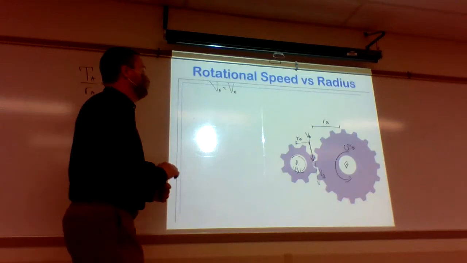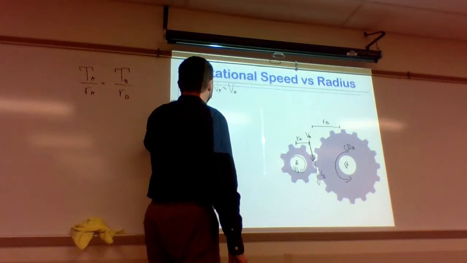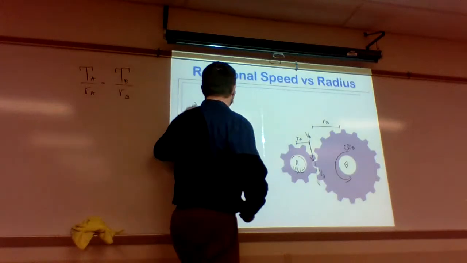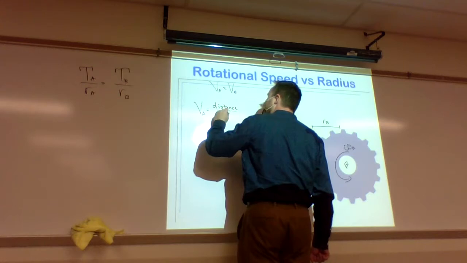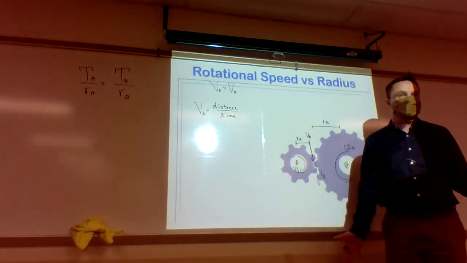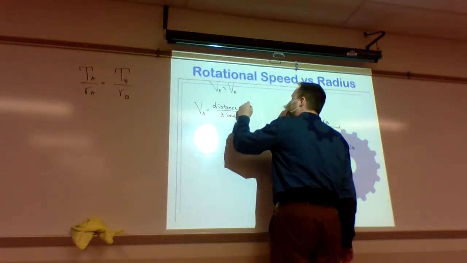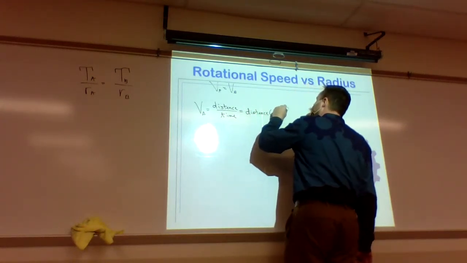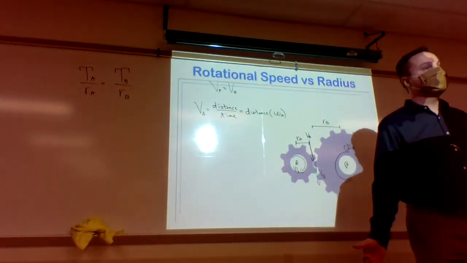Now, if that's true, how do we find VA? Well, the speed of point A is going to be, speed, of course, is distance per time. Okay, that's speed. Speed's distance per time. Makes sense. Well, remember, per time is omega. Omega is per time. It's measurement per time.